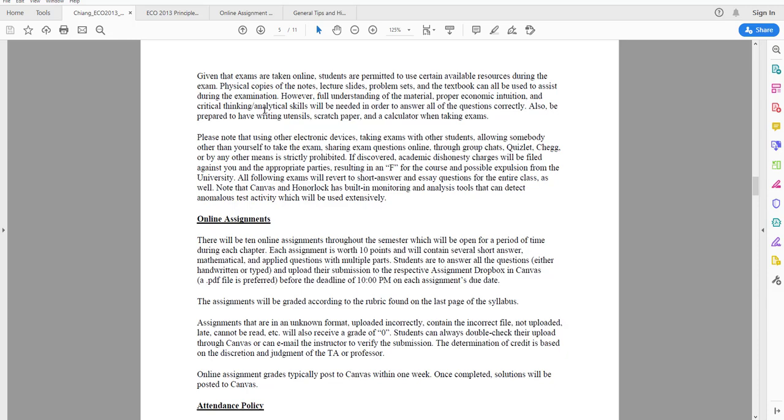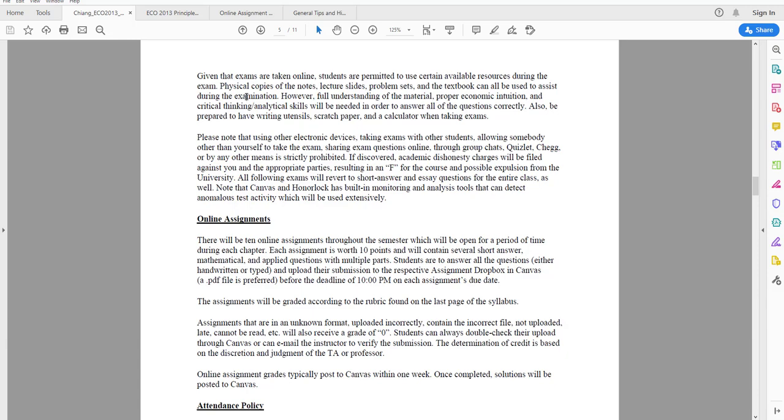Full understanding of the material, proper economic intuition, and critical thinking and analytical skills are needed to answer all the questions correctly. So I don't test on memorization. I don't test definition type of questions. You will need full understanding of the material in order to do well on these exams, as we've already explained. Having writing utensils, scratch paper, and a calculator is also going to be very beneficial for taking these particular exams.